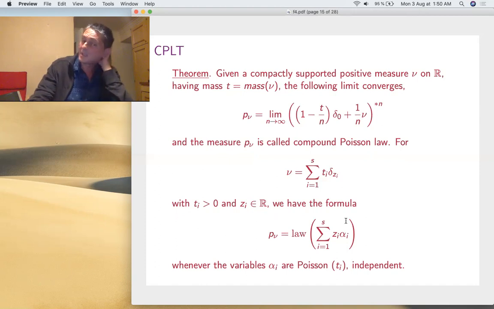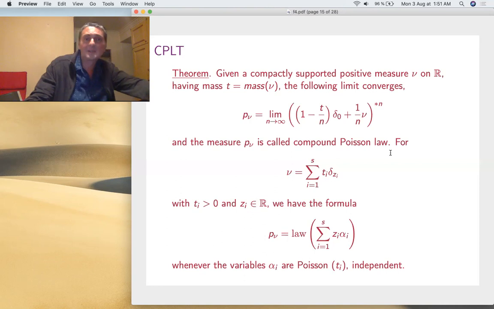Maybe an explanation for this. The simplest example is mu equals T delta 1. If I put T delta 1, that's exactly the Poisson limit theorem. Let's see, do we really get Poisson of T if we do this? Saying T delta 1 here, there is no sum. This Z will be 1, and this alpha will be Poisson of T. So here I just have a Poisson of T variable, so this is Poisson of T. Works. Cool.